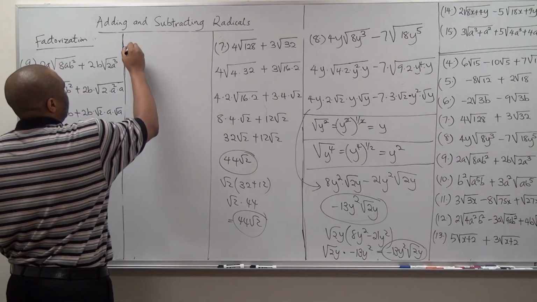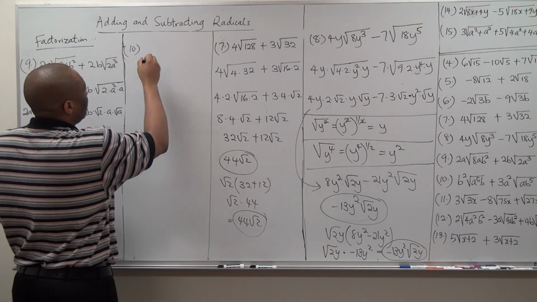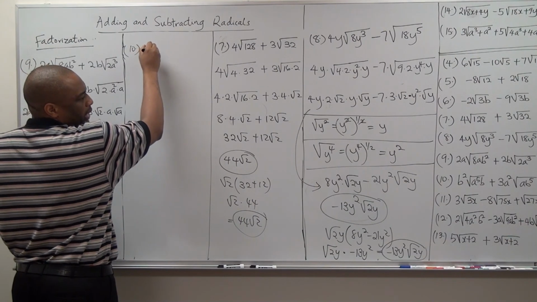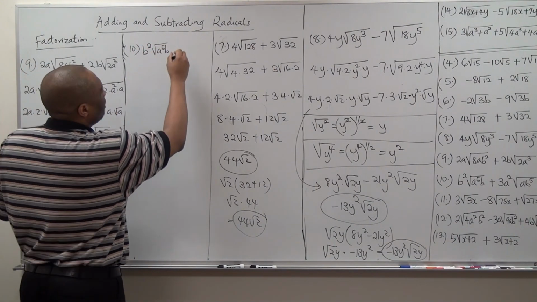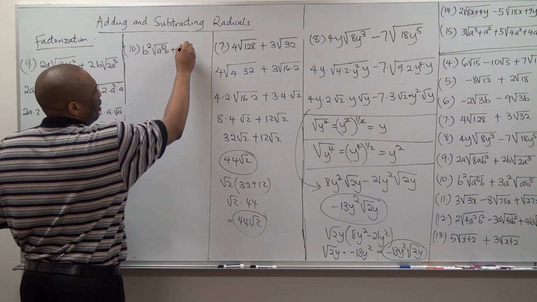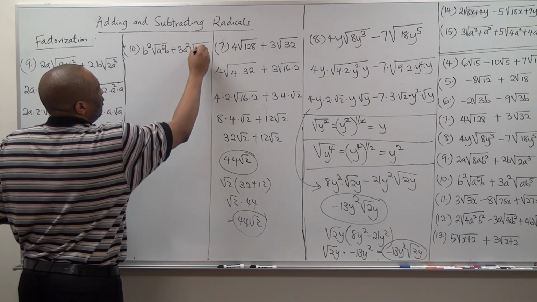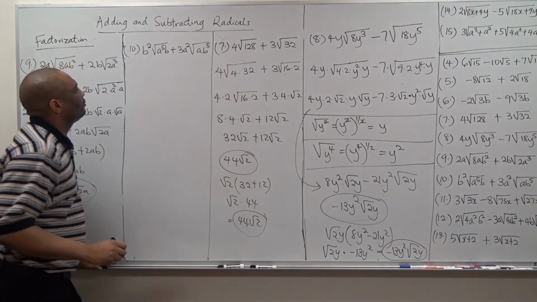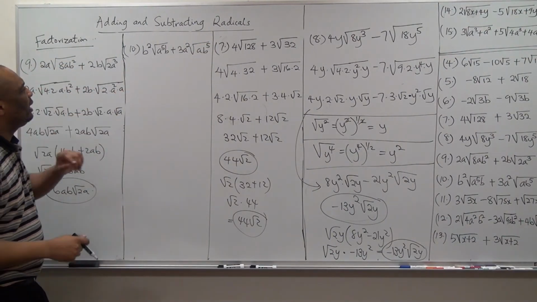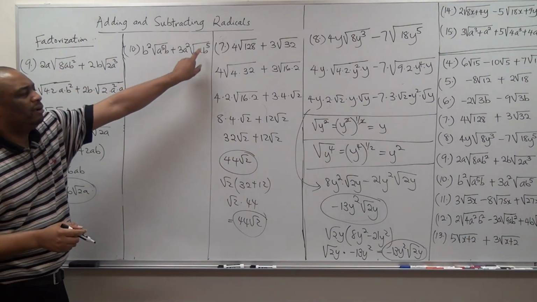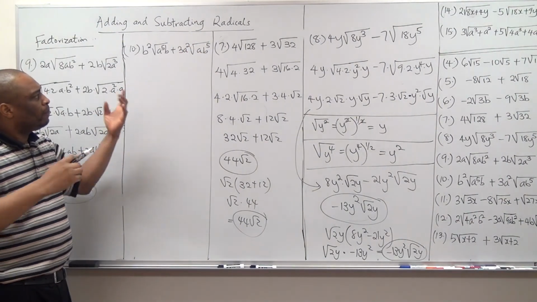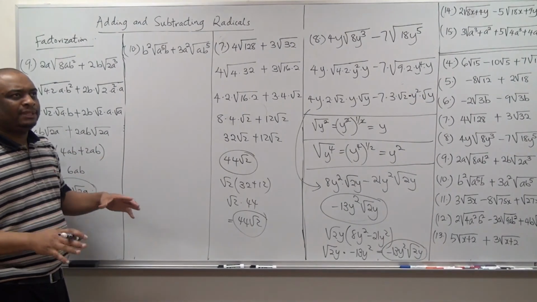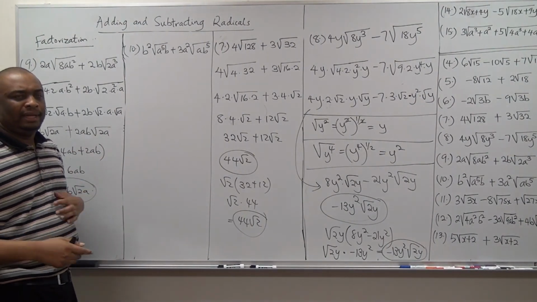Number 10, we are moving on. B squared square root of a5b plus 3a squared square root of ab5. Same thing, we have to simplify. Now this a to the power 5, an odd exponent, you have to break it to an even exponent. When you break it to an even exponent, then you can simplify it.